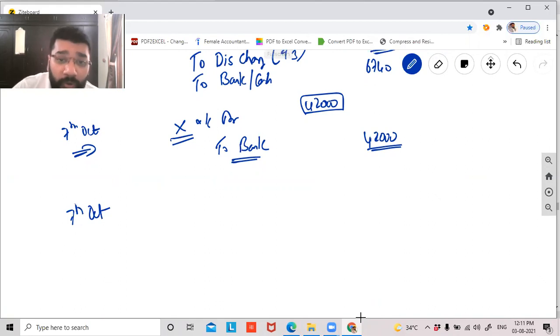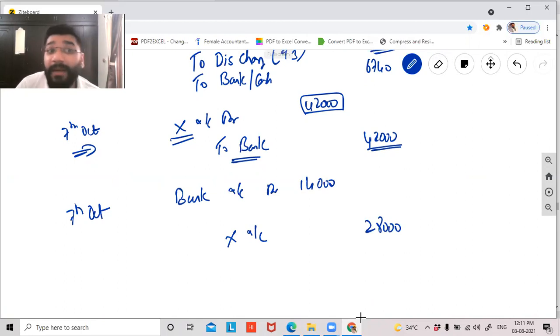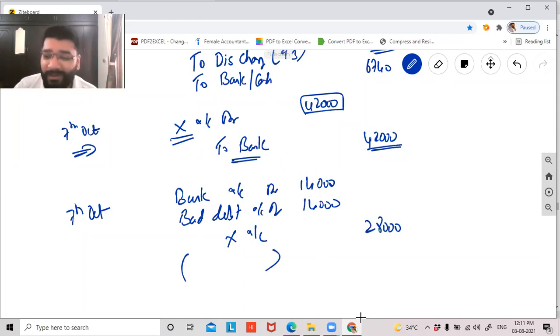So guys, we have to close X's account. What is the amount that is left in X's account? 28,000 is the balance in X's account. In that, the money that we recovered from his estate is 14,000 rupees, and what is not recoverable will be bad debt, 14,000 rupees. With this, we are done with the journal entries in the books of Y.